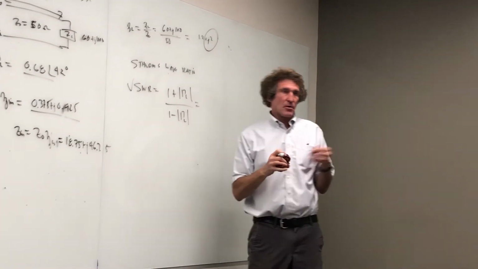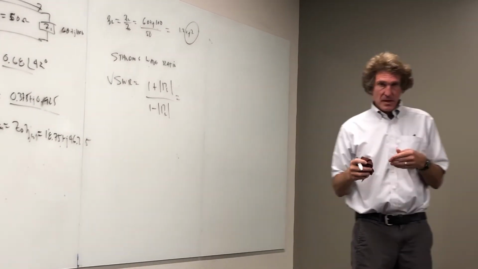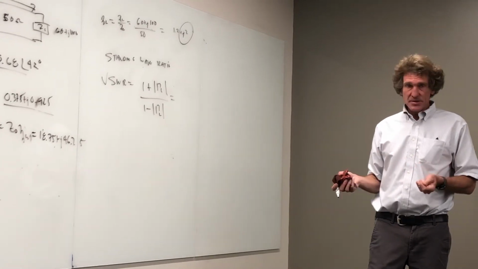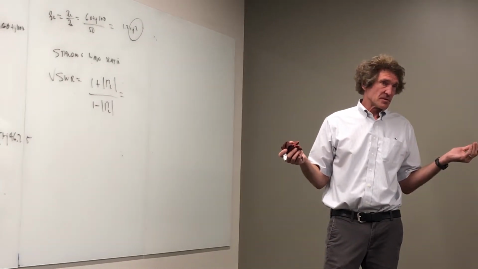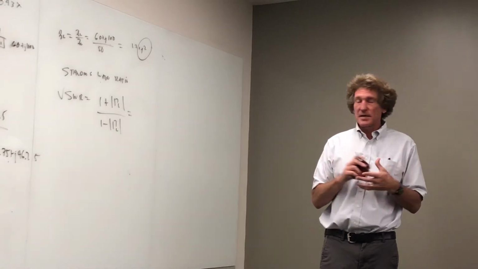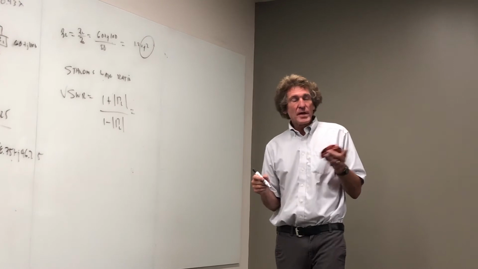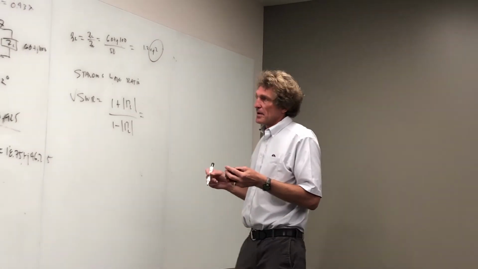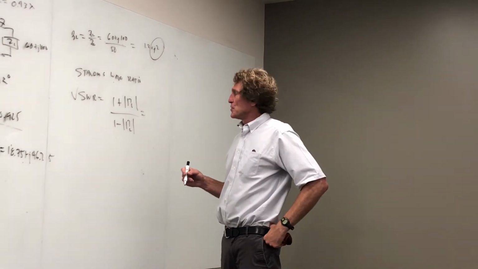Right. It's the standing wave ratio. It could be VSWR or ISWR, the voltage standing wave ratio or the current standing wave ratio. They're the same thing, but it's called the standing wave ratio. That's the formal calculation, and we can do that, right? You can just do this.